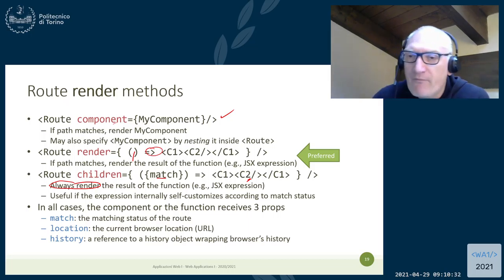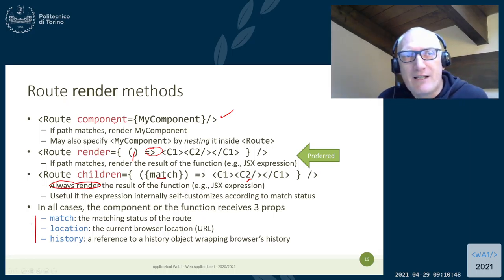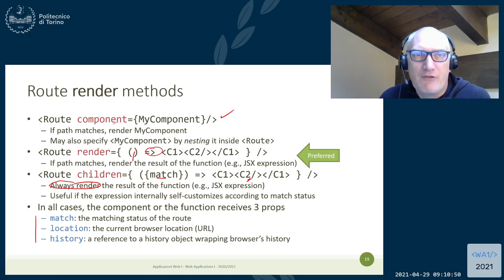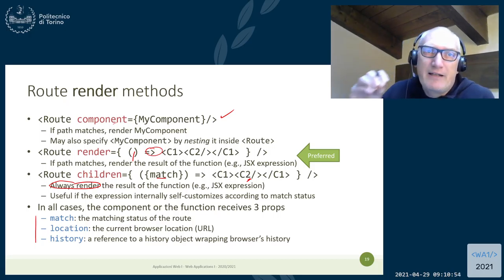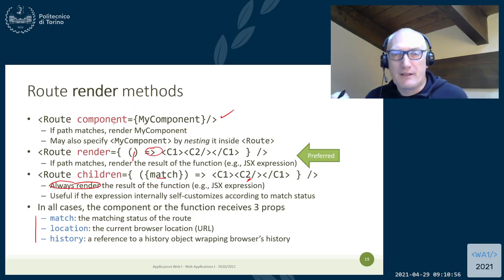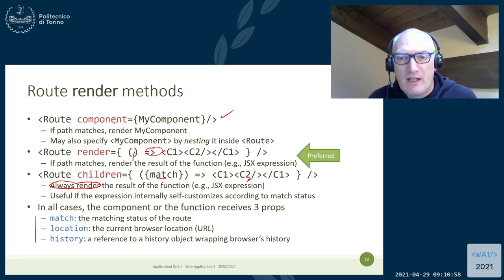And with the render and with the children mechanism, you get an object that receives the match information, the location information, and the history information. So these are the objects that are available to the children of a route that can, in a way, be queried and can customize the render itself of the component. And we'll see the location will be very useful.